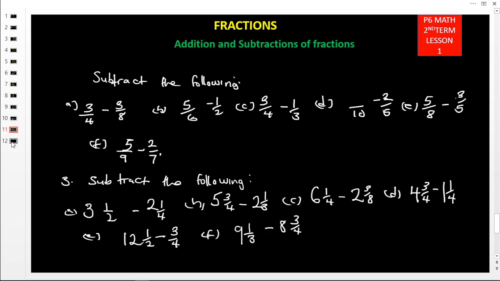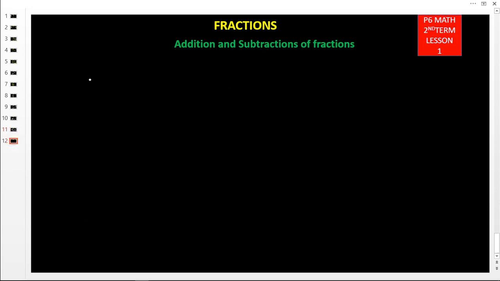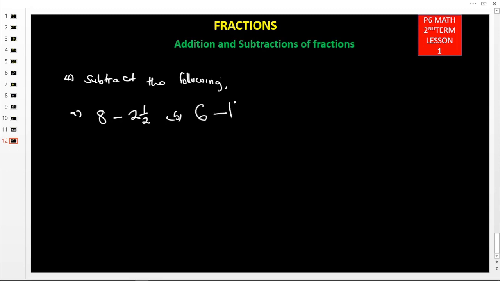Let us go to number 4. Number 4, it is telling us to subtract still. Subtract the following. This is part A. It is 8 minus 2 and a half. Then B, it is 6 minus 1 whole and 4/4. Then C, 10 minus 3 and a 7th. Then D, we are having 6 minus 2 7 out of 8.